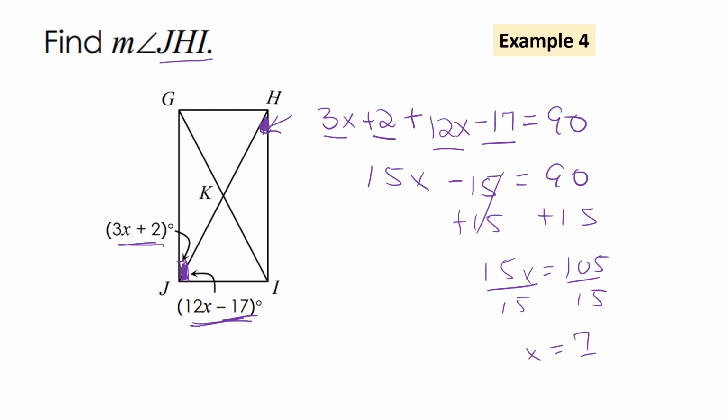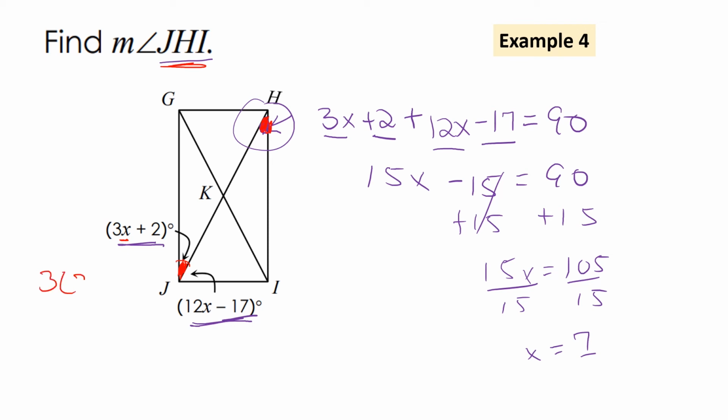I don't have anything right here, but what I do have is the alternate interior angle to angle JHI, which is angle GJH, which is here. Angle GJH. These are alternate interior angles, meaning they would also have the same measure. So if I just plug in 7 here, I could get the measure of JHI.